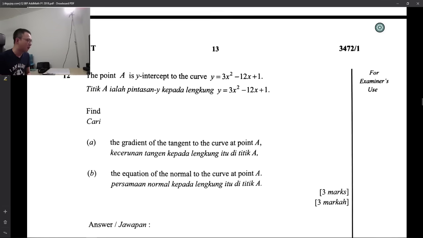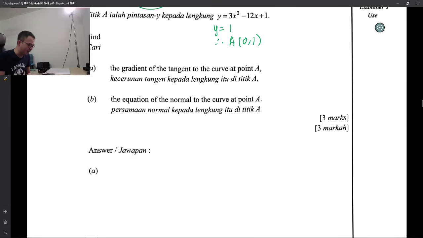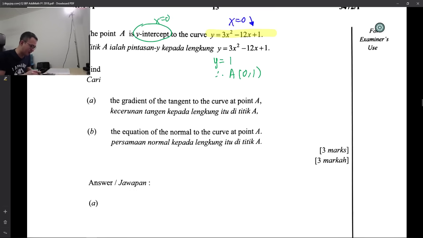Y-intercept always means x equals 0. So I sub x equals 0, I get y equals 1. So therefore my coordinate A will be (0, 1). If you do not know y is 1, you just make x equal to 0 for the whole equation. You just sub x equals 0 into this equation. You should get 1.